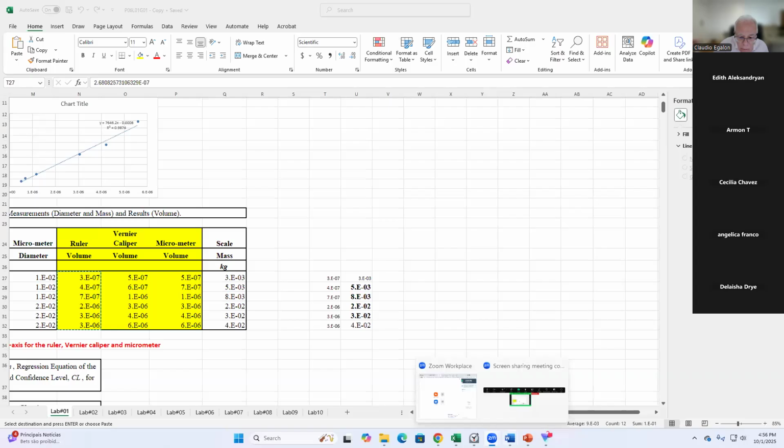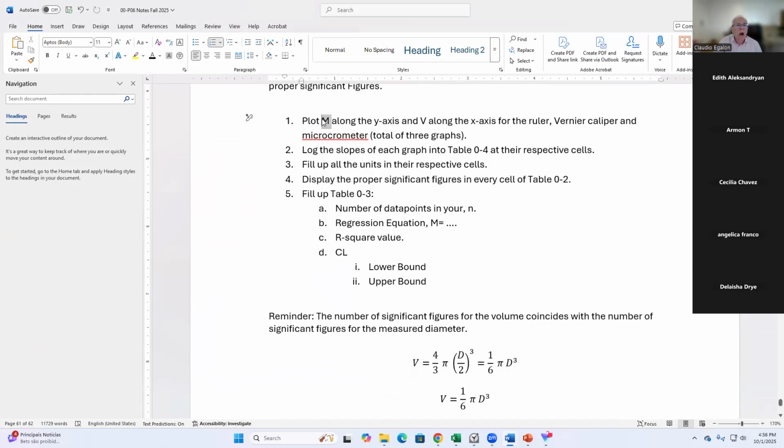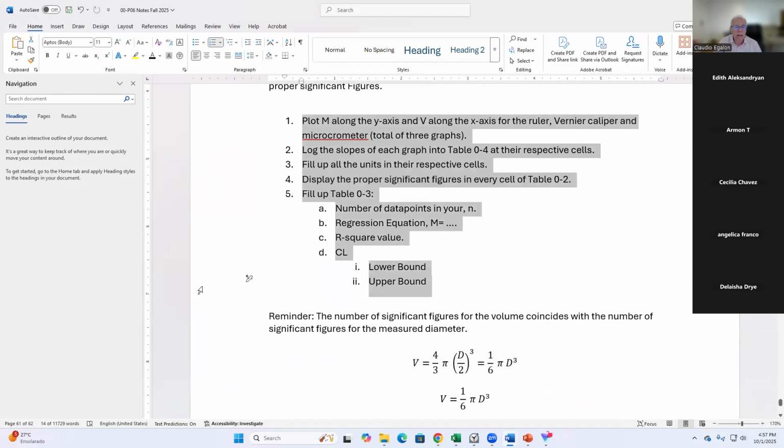Let me share the screen with you. Here you go. The chart is just one part of the lab. Plot mass along the y-axis, V along the x-axis. Log the slopes of each graph. Items 1, 2, 3, 4, and 5. See that? All of that is part of the lab. All of that, you have to fill in the spreadsheet.